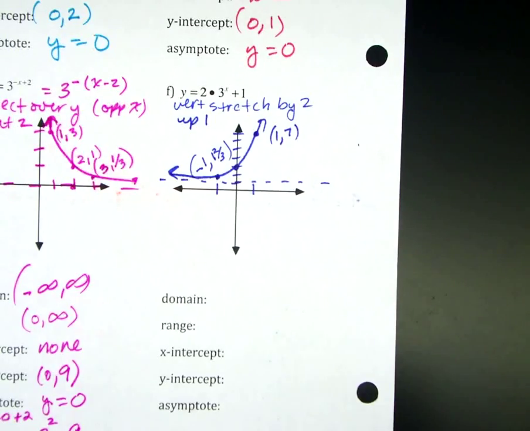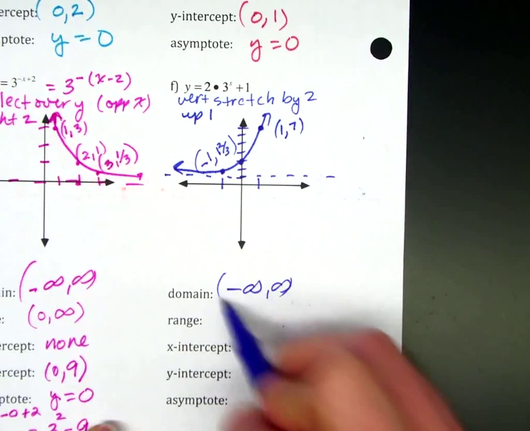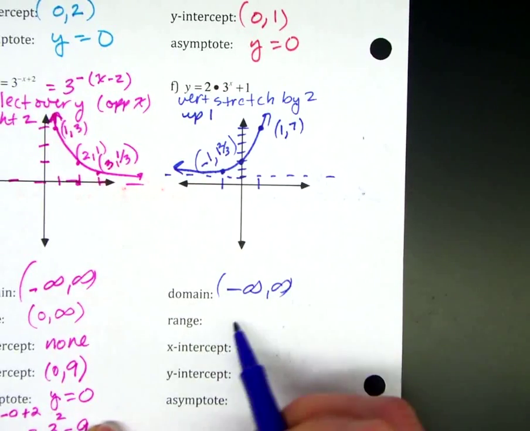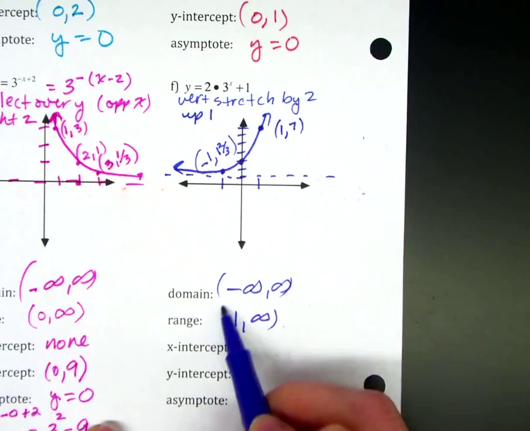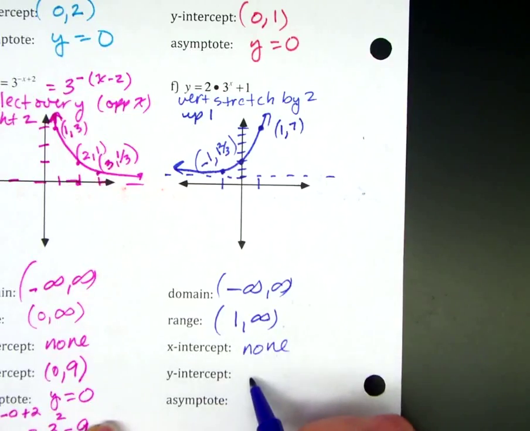Okay. The domain here is all real numbers. What's the range here, you guys? 1 to infinity. X-intercept. None. Y-intercept. 0, 3. Asymptote. Y equals 1.